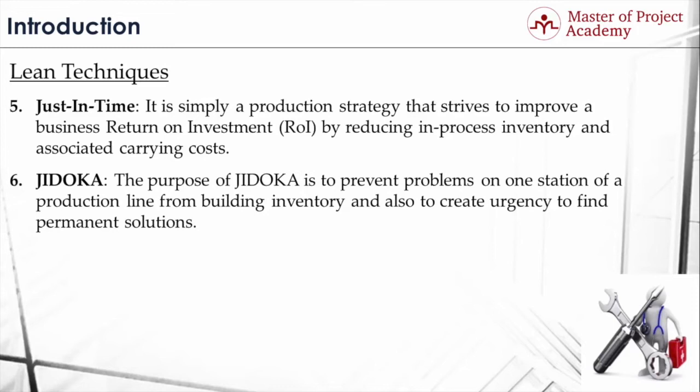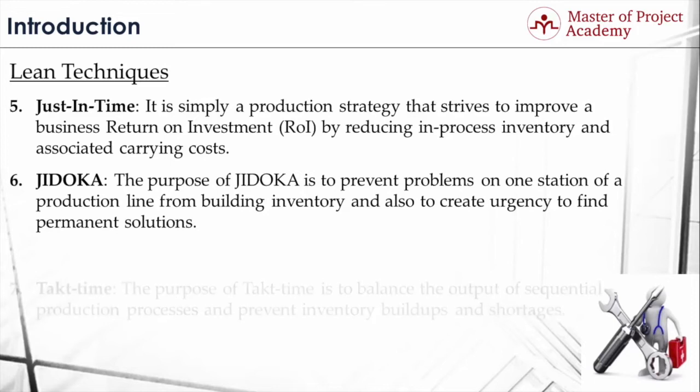Jidoka is the practice of stopping an integrated assembly or production line when any workstation encounters problems. Such stoppages create a crisis atmosphere that encourages immediate and permanent solutions. Jidoka means automation with human touch. It implements supervisory function in the production line and stops the process as soon as a defect is encountered. The process does not start until the root cause of the defect has been eliminated.